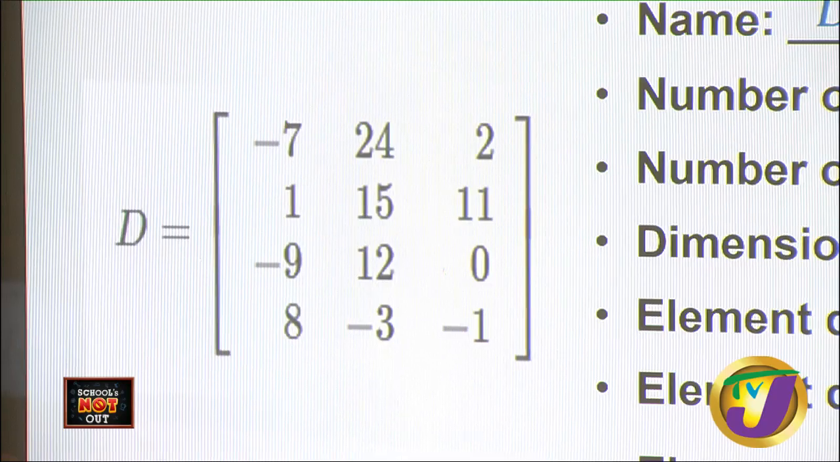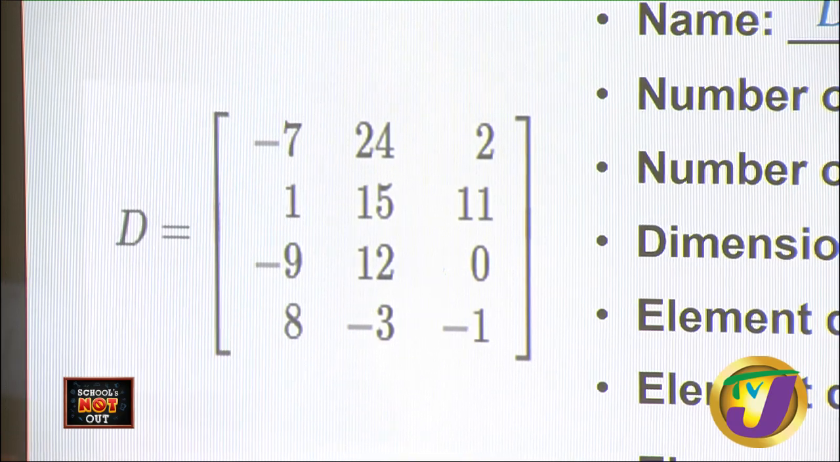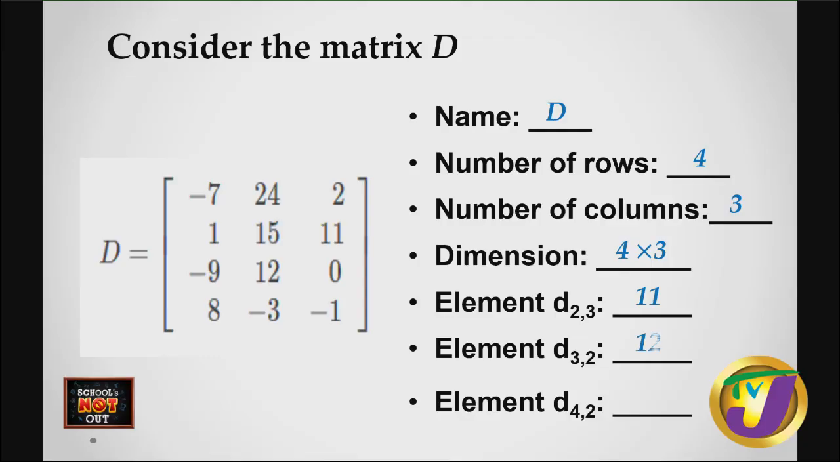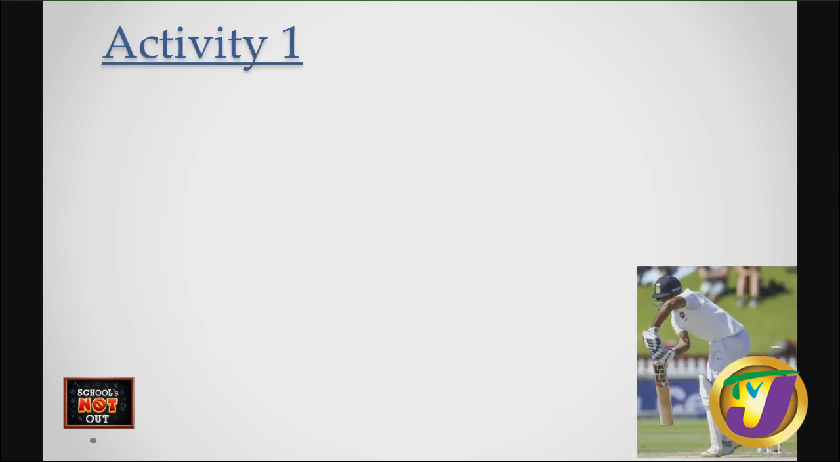Right, 11. Element D, 3, 2. So that's the third row, second column. That looks like 12. And D, 4, 2. That's the fourth row, second column, negative 3. High five. All right. We're doing great.